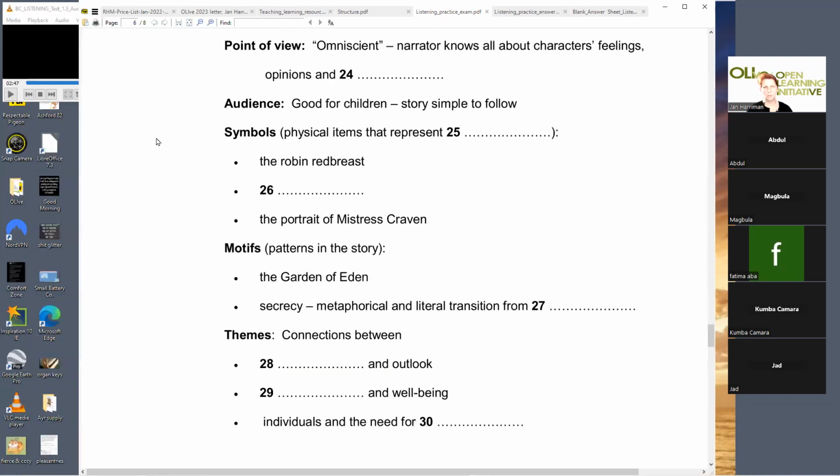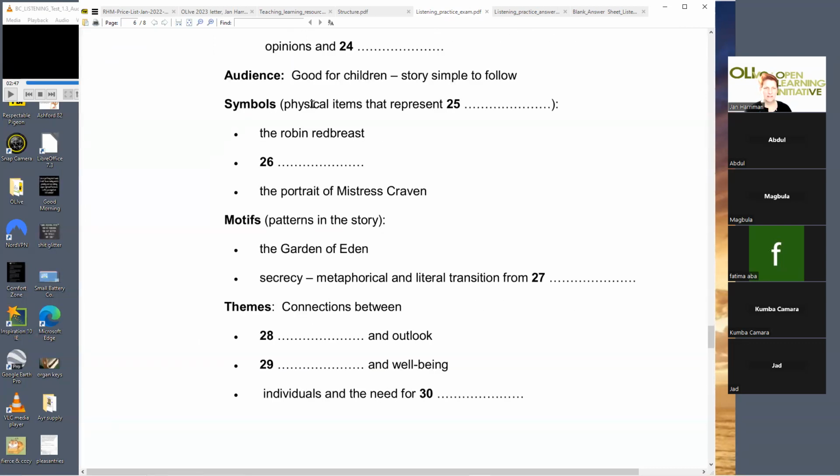So once again, read through the questions, right? Symbols are physical items that represent something. And then what are these three down here? This describes a heading, okay? Symbols are physical items that represent something. We've got to find out what that something is. And then what do you think about the fact that there's a bullet list underneath that? A list of the symbols. It's a list of the symbols, exactly.